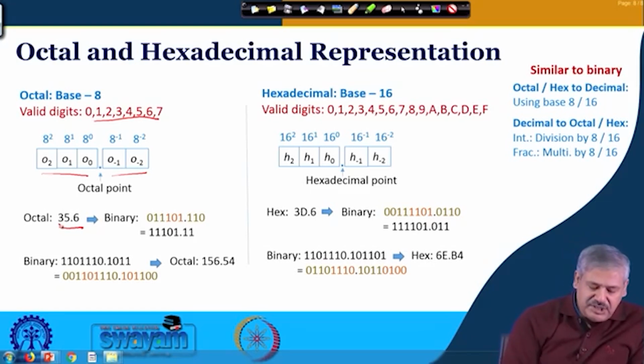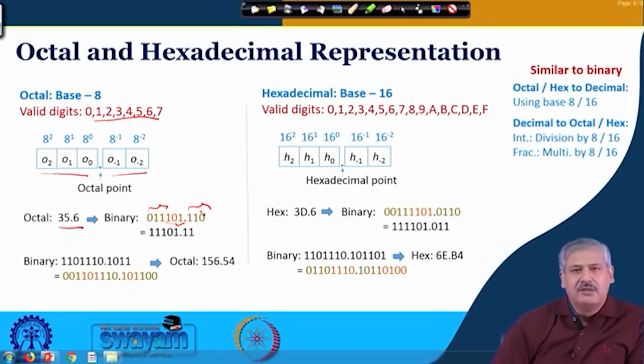So 3 we represent in this manner, 5 we represent like this, this is the octal point which becomes the binary point, and 6 is this one. First we represent in this manner, and after that the leading 0 before the binary point and the following 0 after the binary point we ignore, because they do not carry any significance. This is the corresponding binary equivalent.